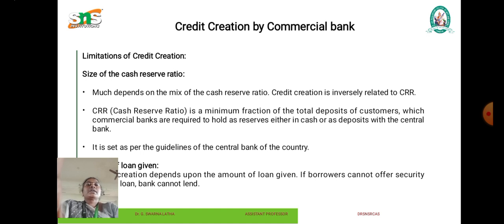Limitations of credit creation. Size of the cash reserve ratio. Much depends on the size of the cash reserve ratio. Credit creation is inversely related to CRR. CRR is a minimum fraction of the total deposits of customers which commercial banks are required to hold as cash, either in cash or as a deposit with the central bank. It is set as per the guidelines of the central bank of the country.